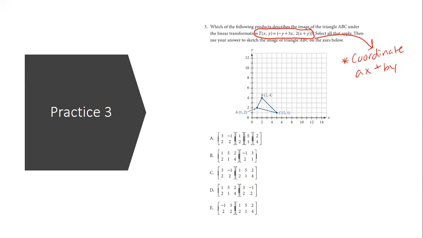Order of the coordinates doesn't matter, but this has to be the first. Okay, so this one is wrong. So it's two or more. 14, 12. Now do the math.